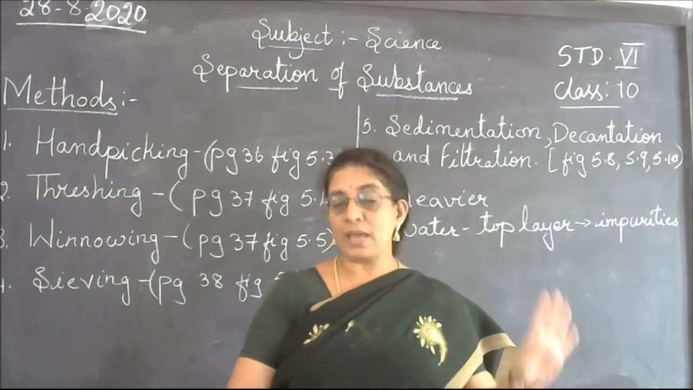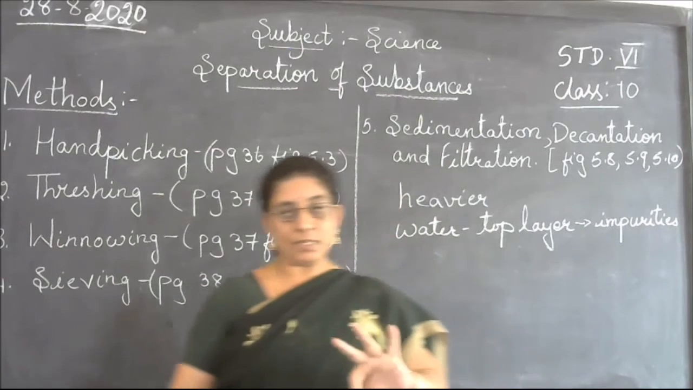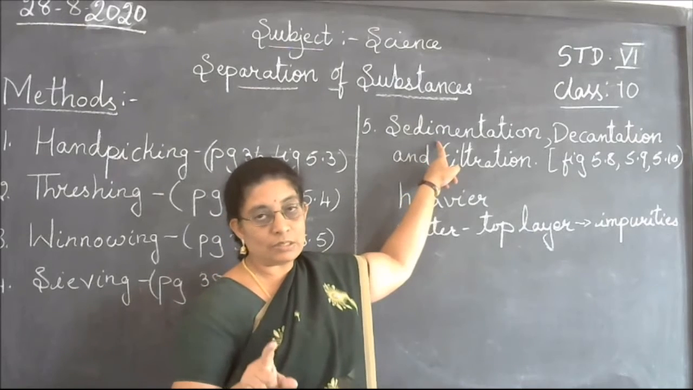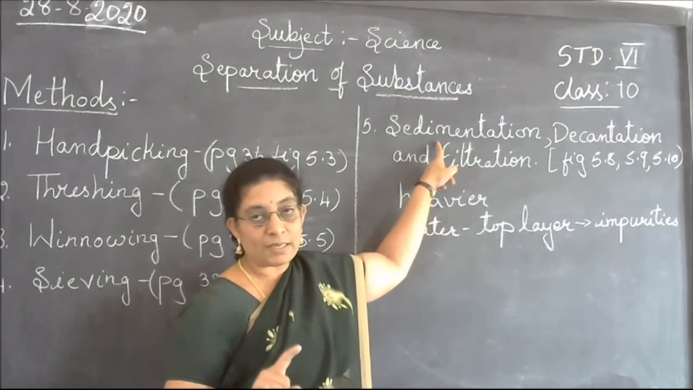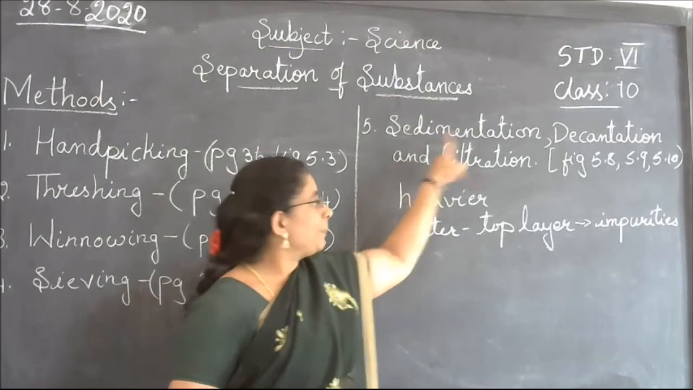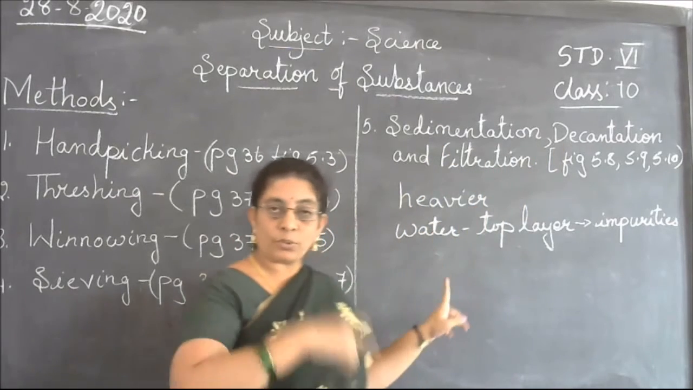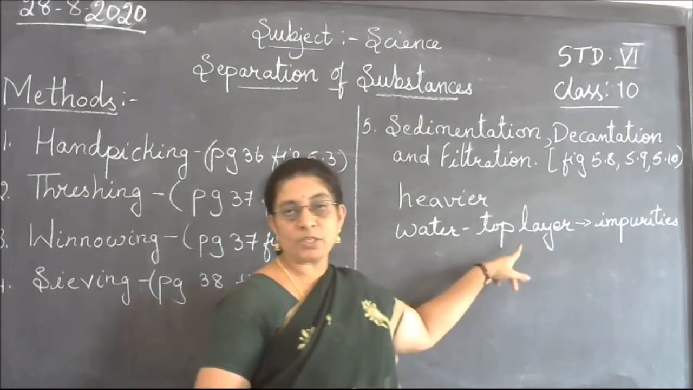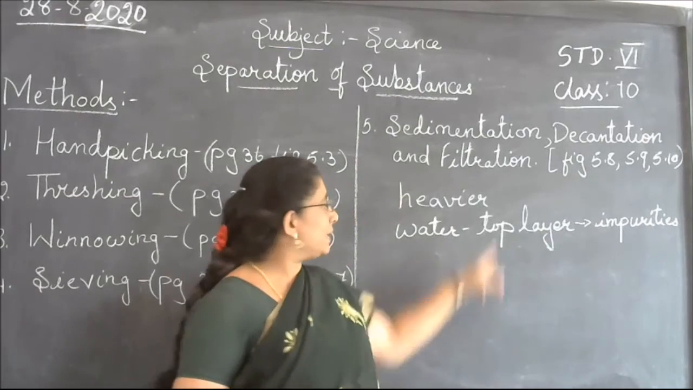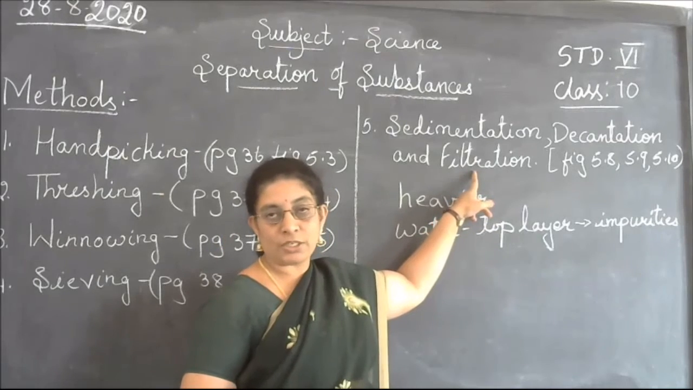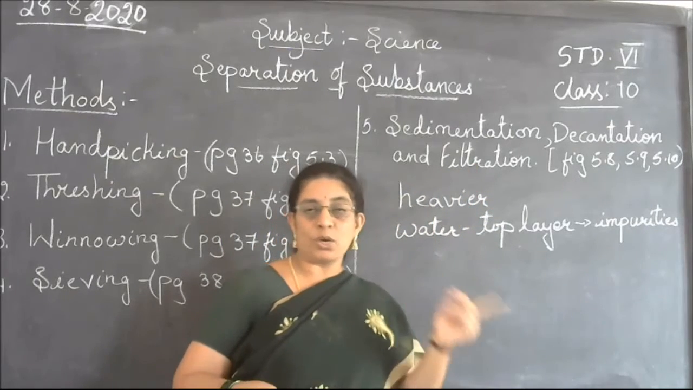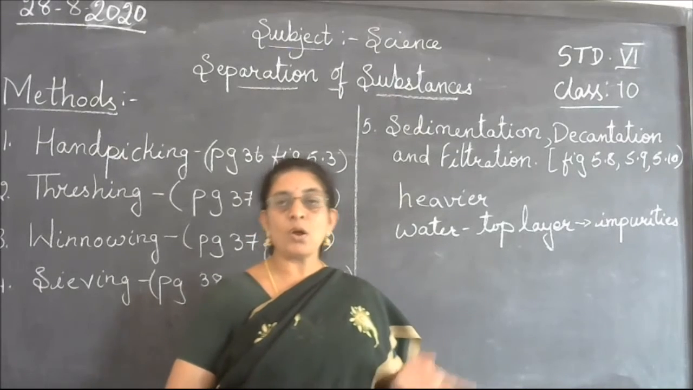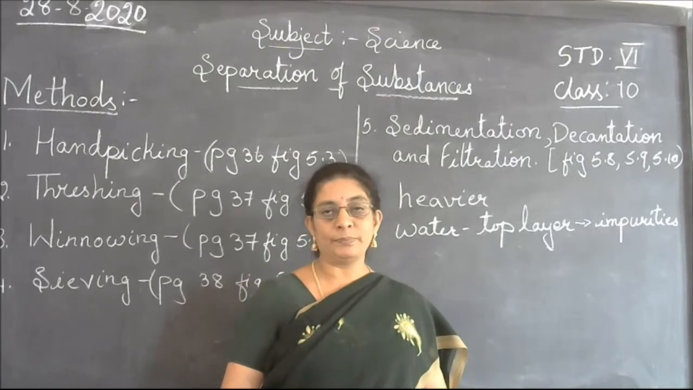So now we have learned three methods of separating substances. One is sedimentation, which is the settling down of heavier particles at the bottom of the vessel. Decantation is throwing away the water along with the impurities at the top layer of the vessel. And then I told you filtration. Filtration is separating solids and liquids by using a strainer, filter paper or a clean cloth.